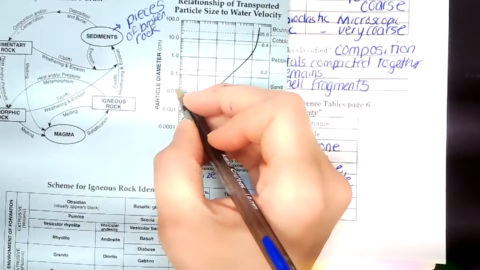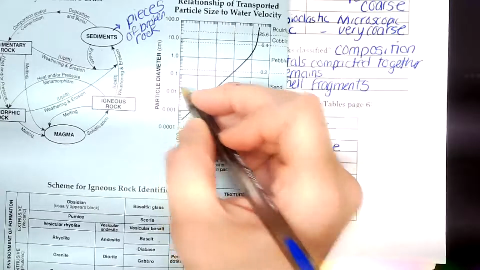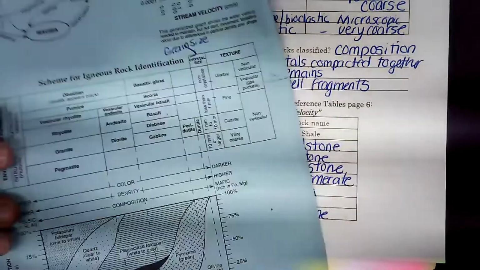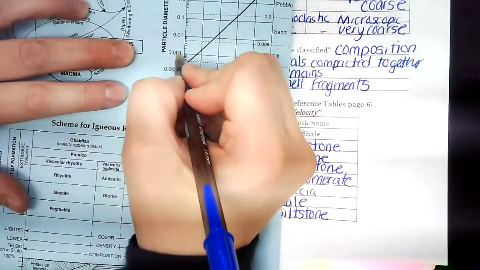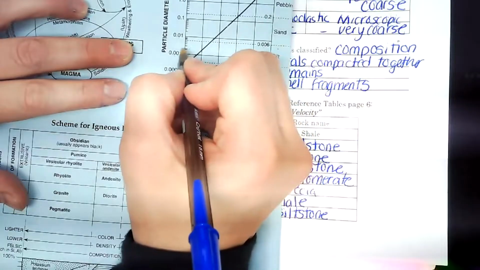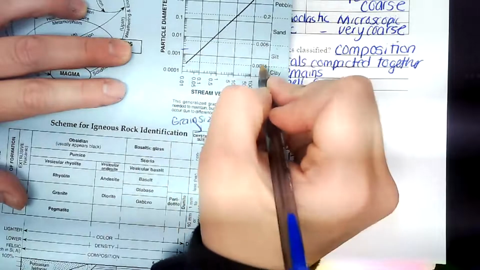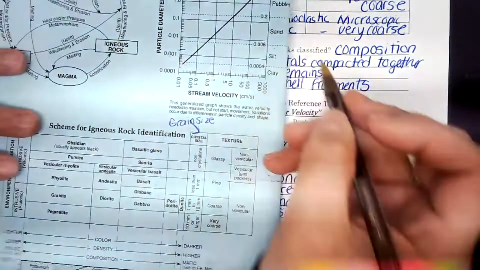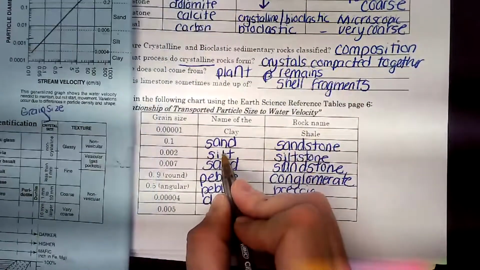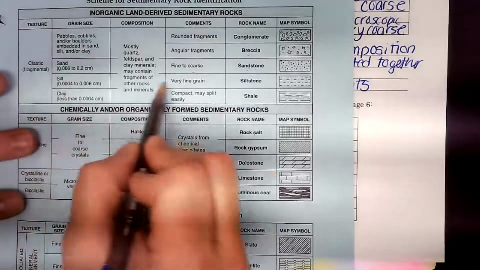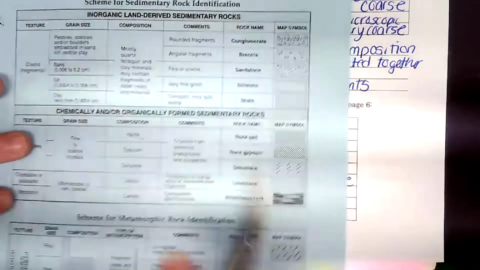Same here, 0.001, the next line is 0.002, and I think that was the next question. So here's 0.001, so the very next line is 0.002, which puts you in between the 2 dotted lines for silt. So that's how this one is silt. And then when you flip it over, silt makes siltstone.